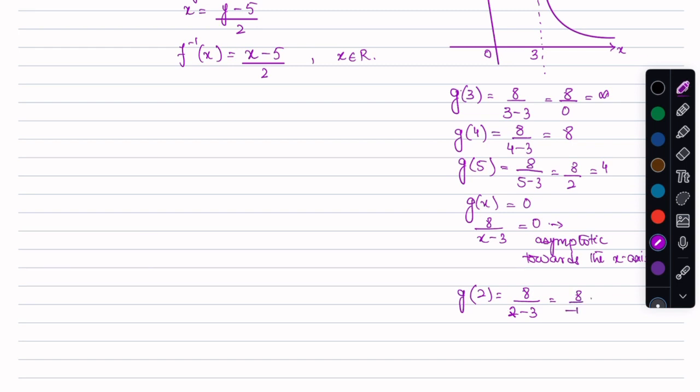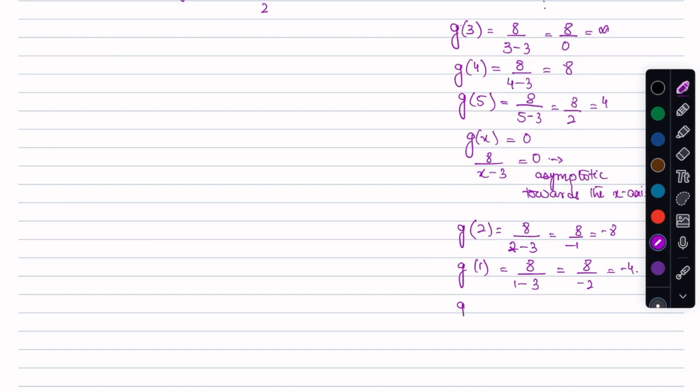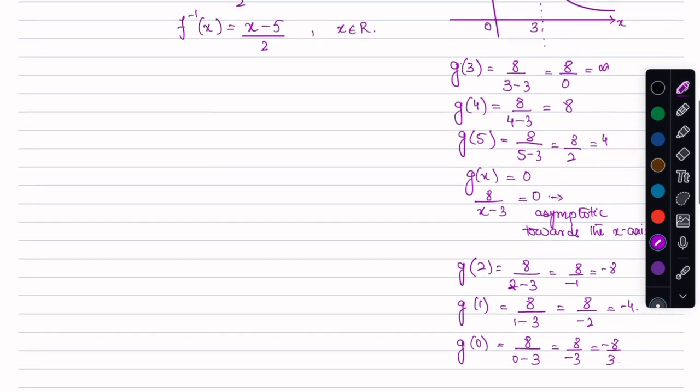or 8 divided by minus 1, and its function value is minus 8. If it is g of 1, this becomes 8 divided by 1 minus 3, which equals 8 over negative 2, and it's negative 4. And if the x value is 0, then it's 8 divided by 0 minus 3, which is 8 over minus 3, and the function value is negative 8 divided by 3 here.